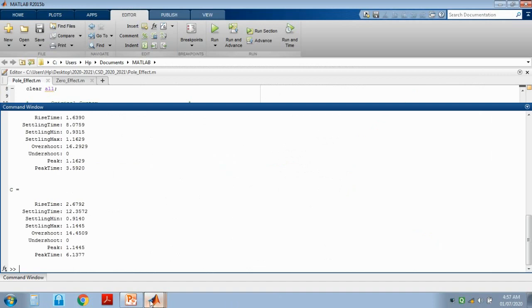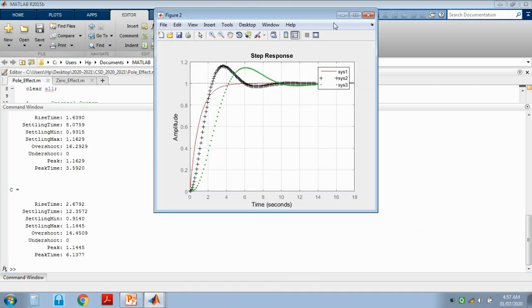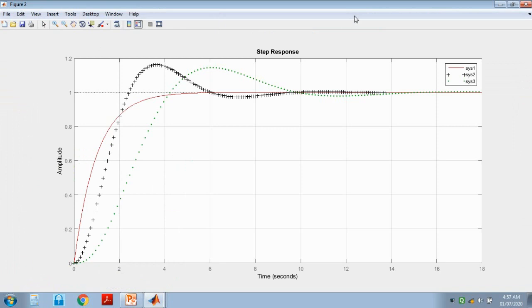Similarly, I can observe the unit step response of all these three systems in closed loop. The closed loop response of system 1 is in red color, system 2 is in black color, and system 3 is in green color. It is observed that the red color plot is more stable than the black color plot, which is more stable than the green color plot. So system 1 is relatively more stable than system 2, which is relatively more stable than system 3.